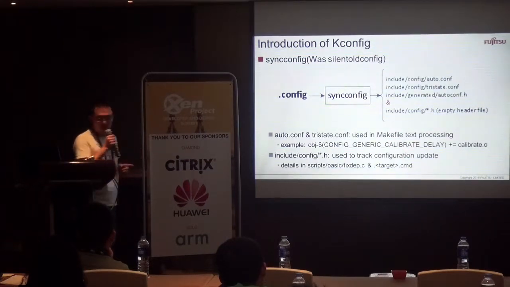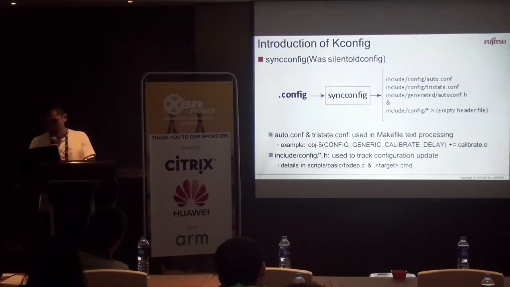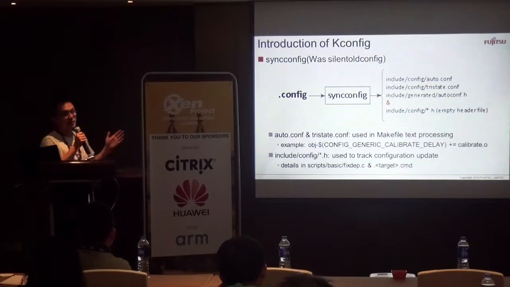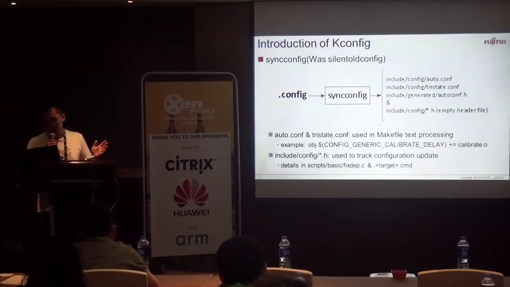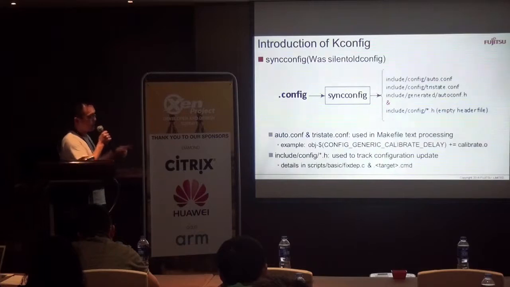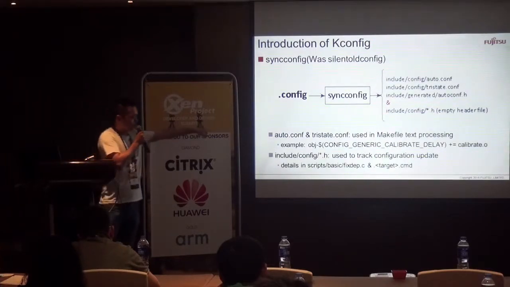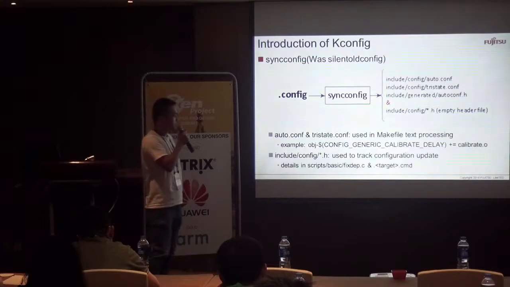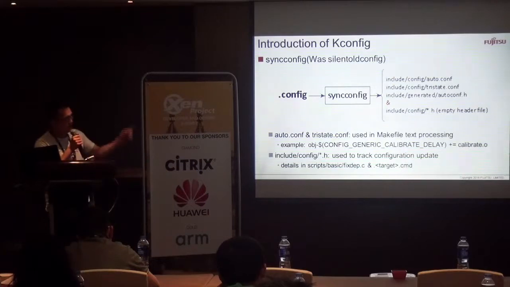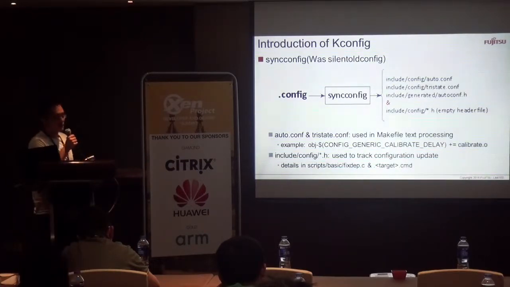auto.conf and tristate.conf. These two .conf files are simplified configurations, which don't have the no-value items, and they are used in makefile text processing. For example, I think maybe most of you will be familiar with this example. And the autoconf header file, it's a .h file. It's actually a C language file.